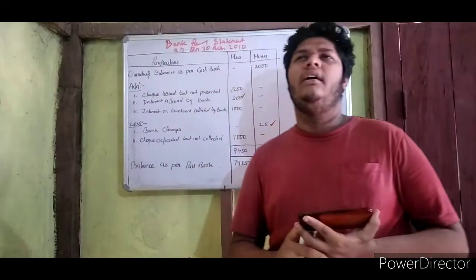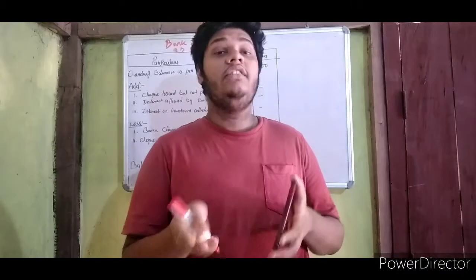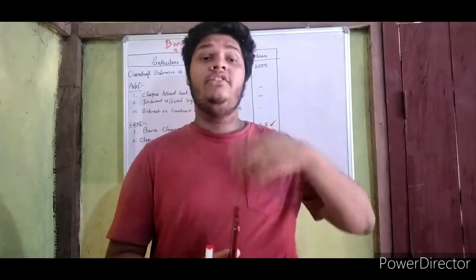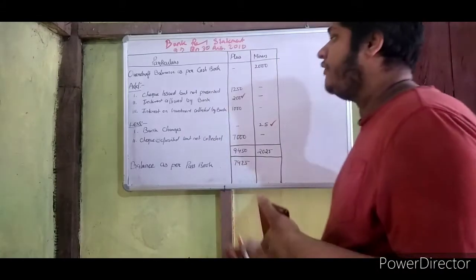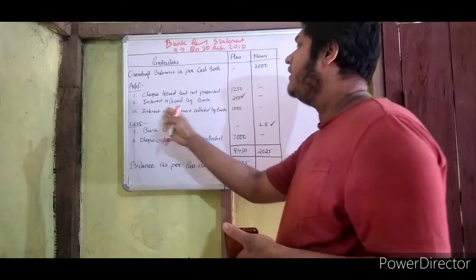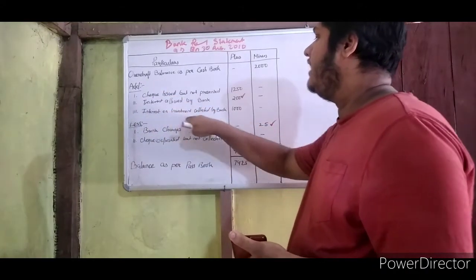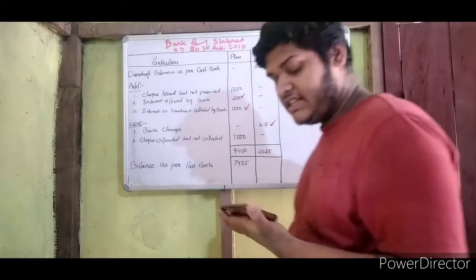Okay, now the next is interest on investment collected by bank. Previously you made some investment, and on that investment the bank has collected some interest, which you don't know about. When you don't know but the interest has been collected, it is a profit. So in the cash book, this entry will come on the add side, that is interest on investment collected by bank rupees 1000.